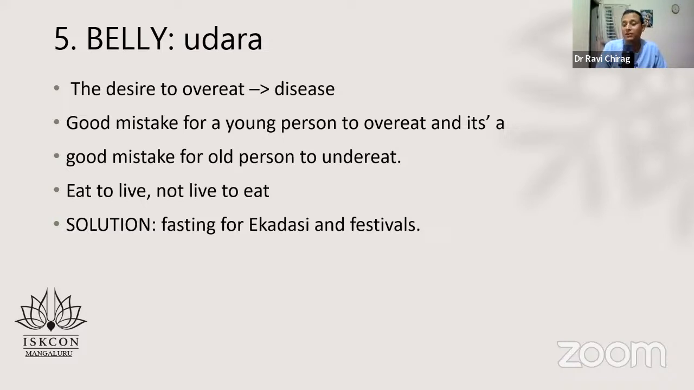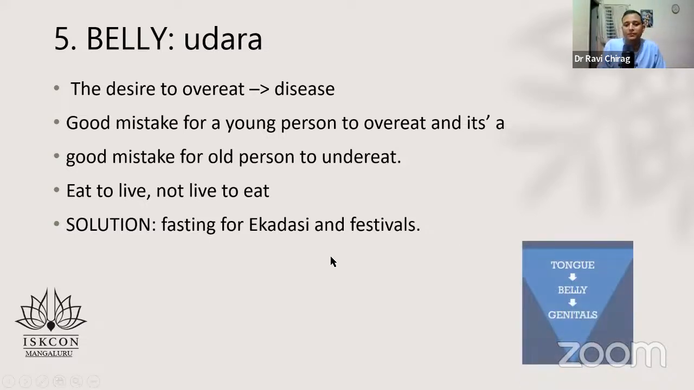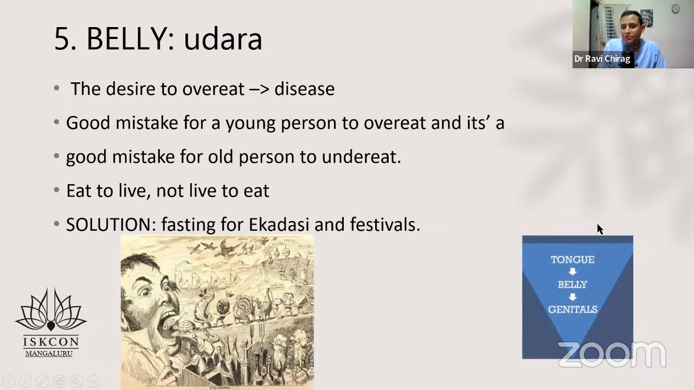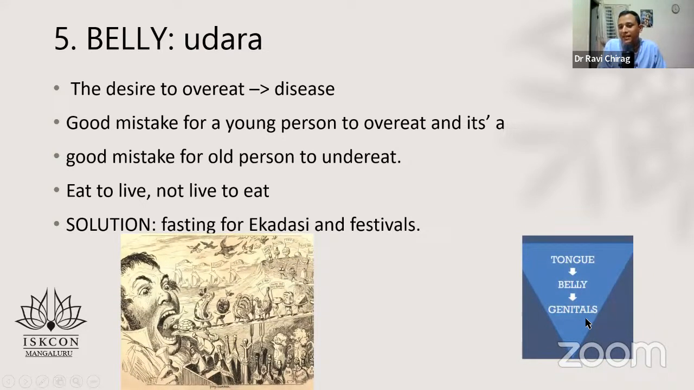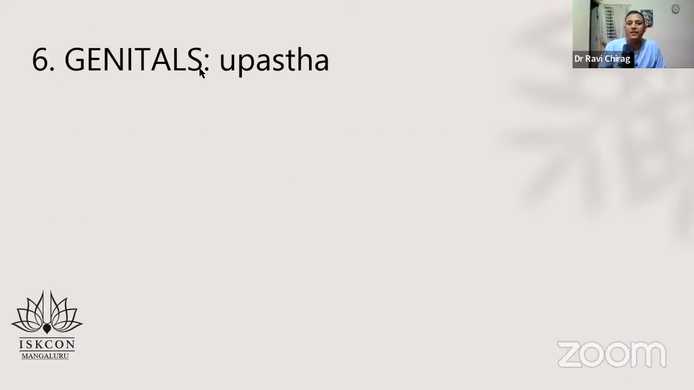Controlling of the belly is very important also. For the Udara Vega, eating too much or eating too less. Tongue, belly, and genital are on one line. It is important to control tongue and belly. We have seen that. Now we are going to see the genitals. What do you think? How can we control the genitals?